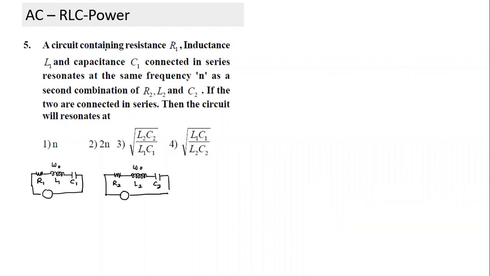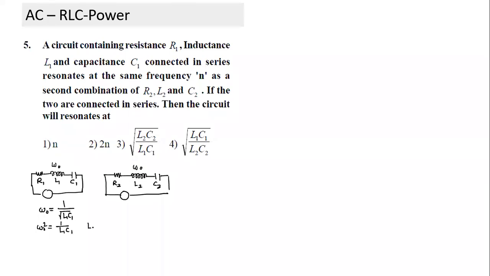There are two circuits. The first circuit contains resistance R1, inductance L1 and capacitance C1 connected in series. It resonates at some frequency. Rather than frequency, let's write omega naught; a similar ratio you can get for frequency also. So what will be the value of omega naught? That will be equal to 1 by root of L1 C1. Or I can say omega naught square will be equal to 1 by L1 C1.